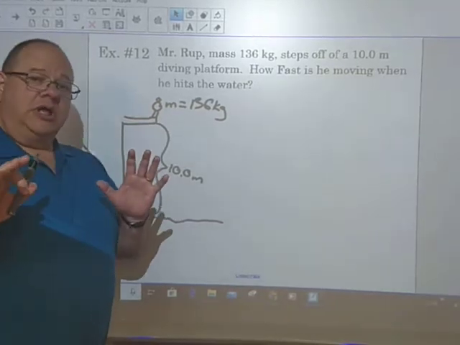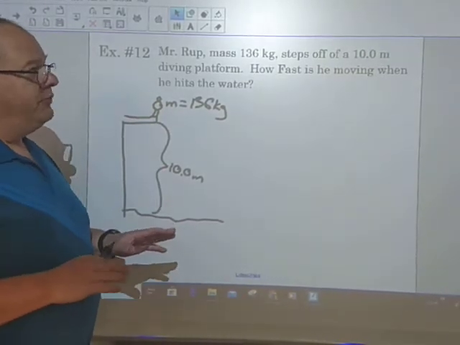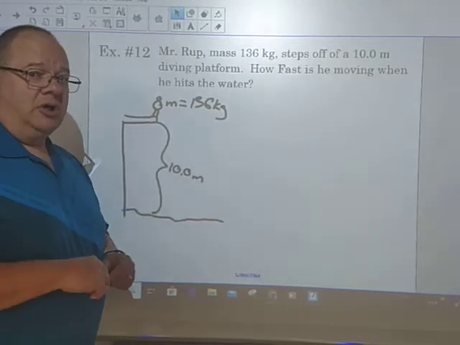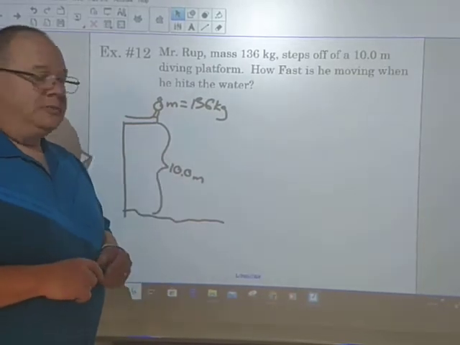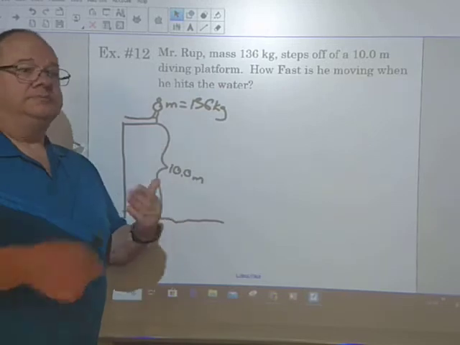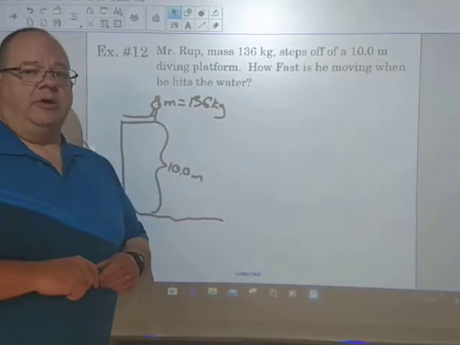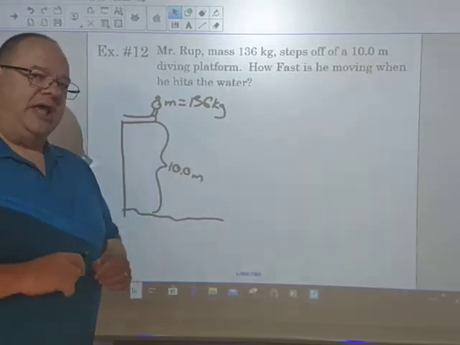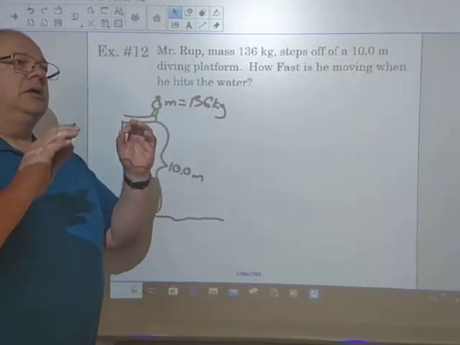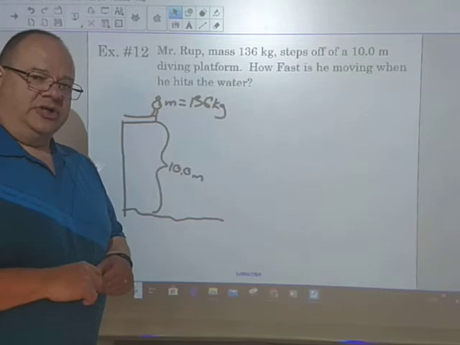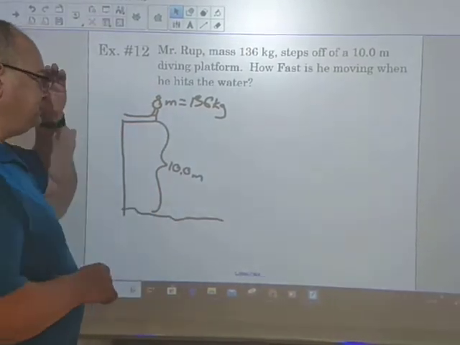Now, if you think back, you hopefully recognize that we could go back to our old arsenal and solve this problem using our acceleration equations. I don't want you to do that right now. Our goal here today is to try to work on using conservation of energy, a different thought process.